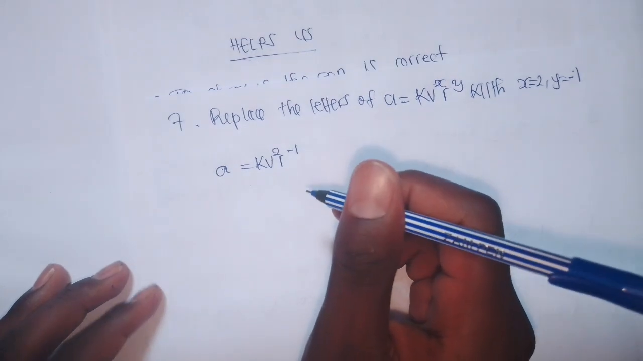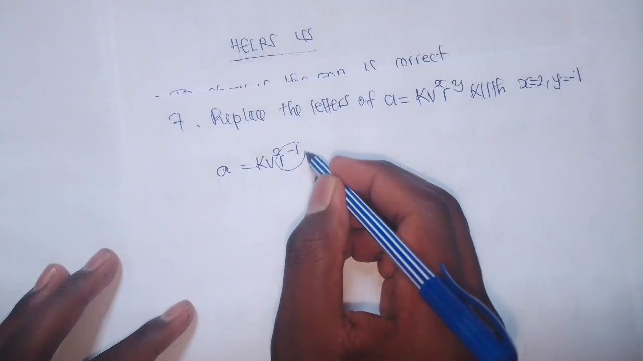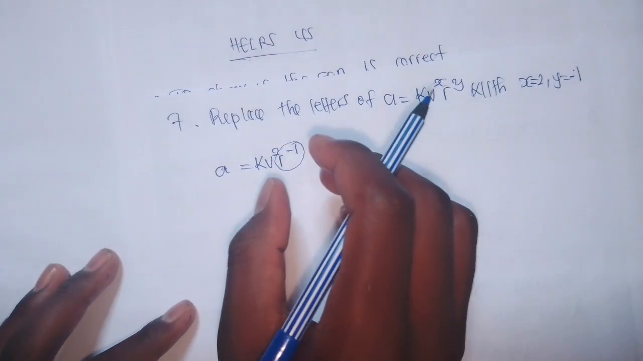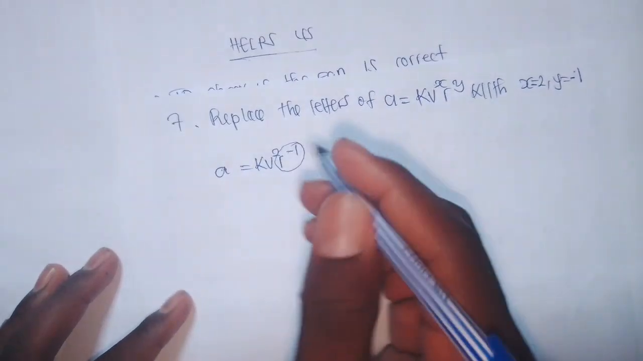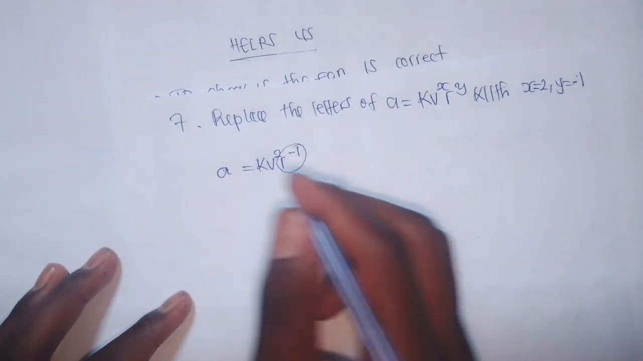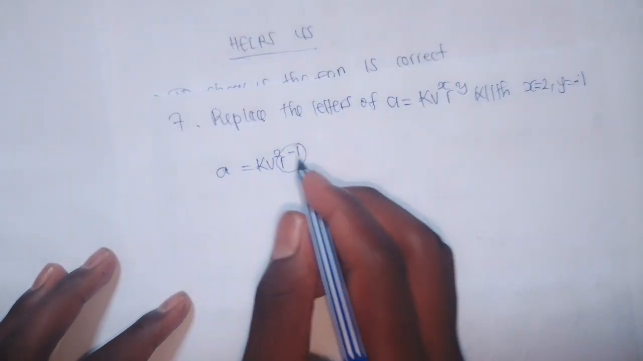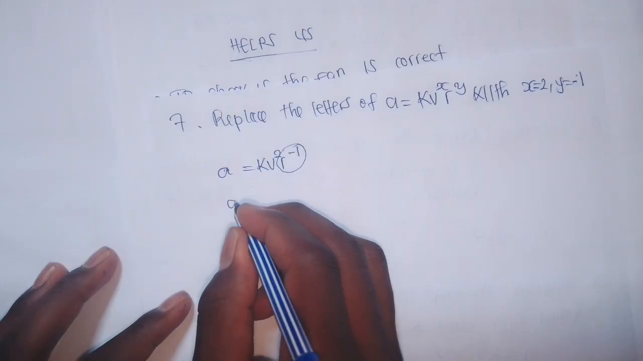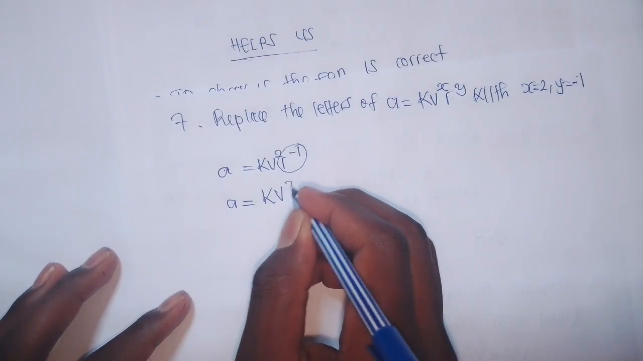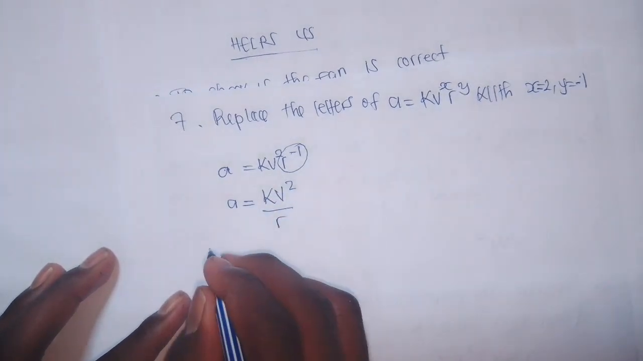So remember, this is having the power negative, it's r to the power negative, so it's going to become our denominator, so that the power changes to positive. Okay, so finally acceleration is equal to kv to the power 2 over r. So this is the relationship.